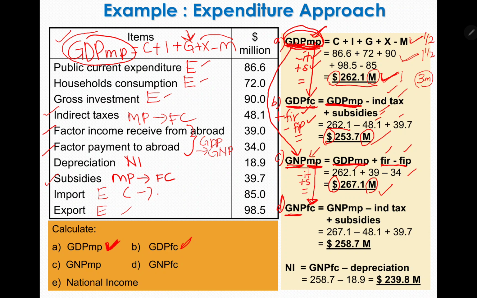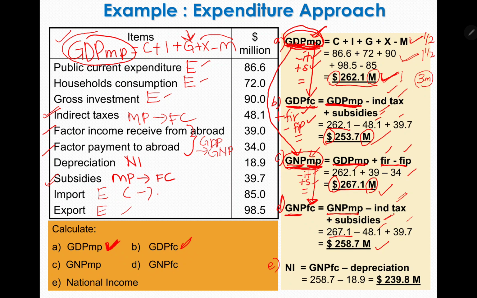then you will get the answer for your GNP FC. So remain this item, write it down, continue the formula, minus indirect tax and plus subsidy. So this GNP MP, you have the value 267.1. Indirect tax and subsidy, you can still recycle this item from the table and put it here, and you will get the final answer, 258.7.